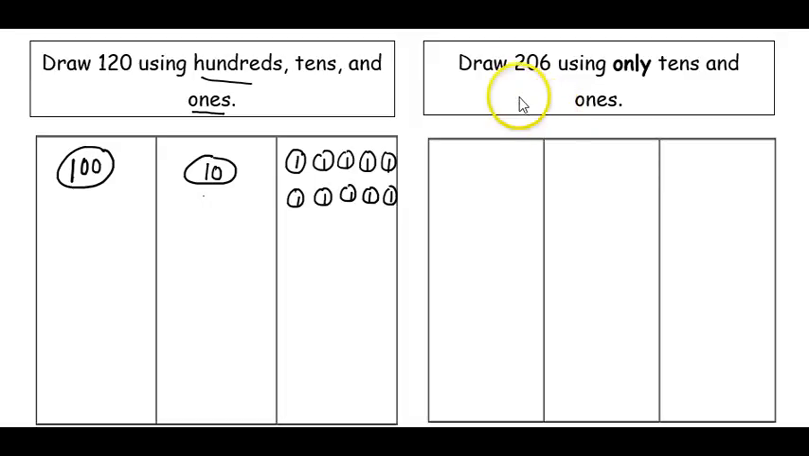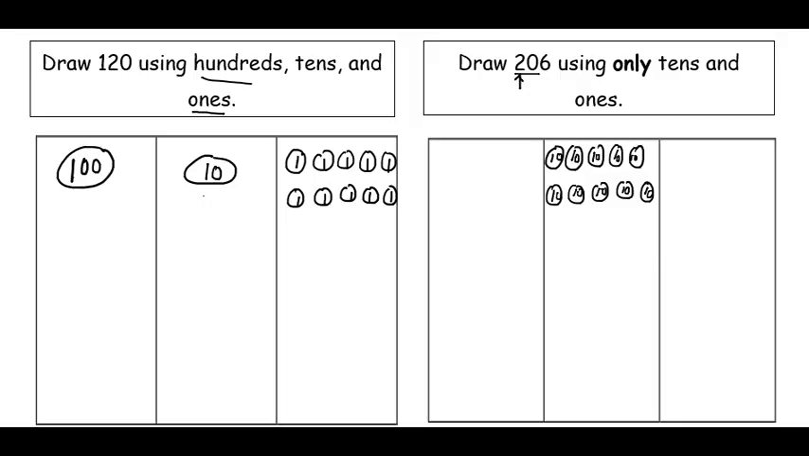The next chart asks us to draw 206 using only tens and ones. I can't use any 100 discs on this question. The number has 200 in it though. Well, 200 would be the same thing as 20 tens. So we're going to put 20 discs in our tens column.